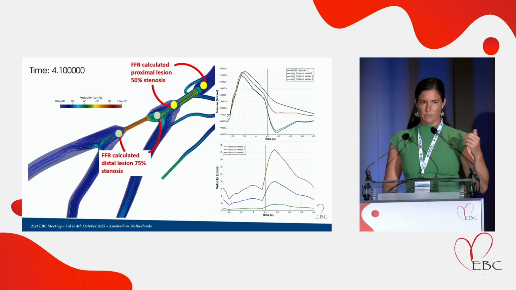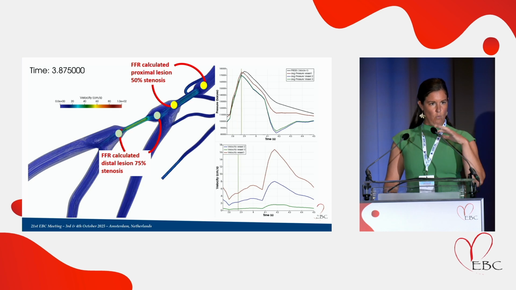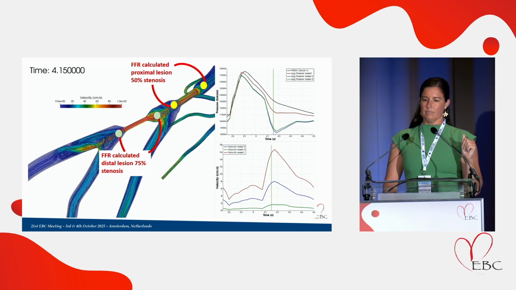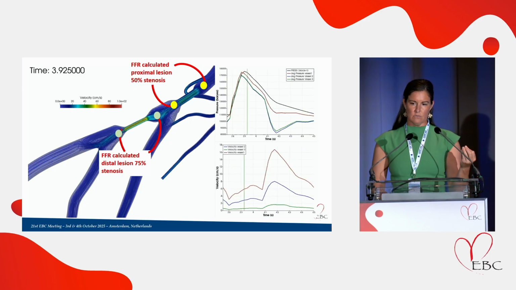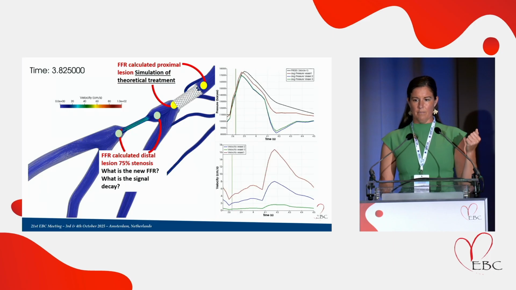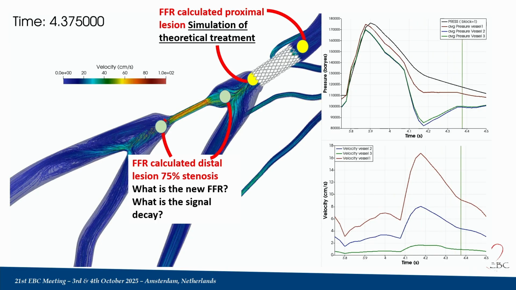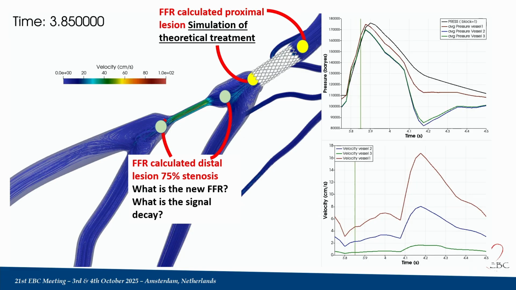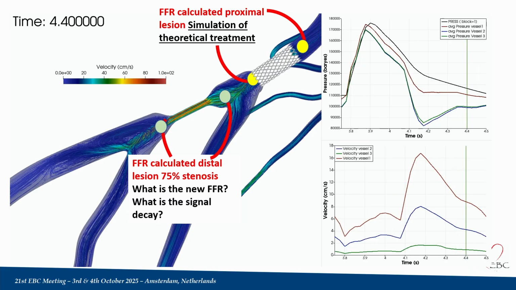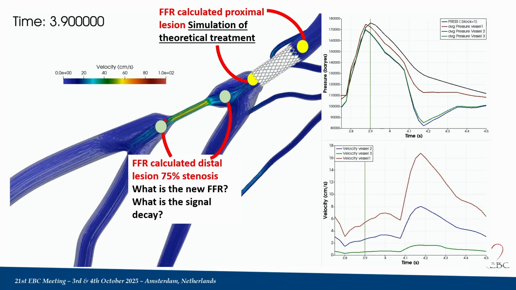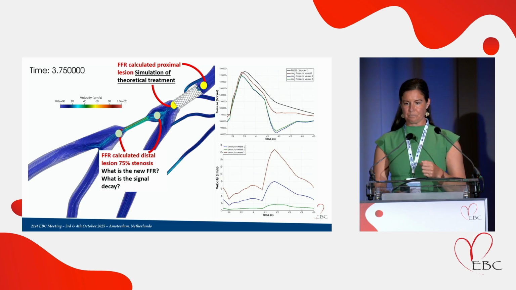And this is just an example. We've done this with many different combinations to better understand what that signal decay looks like. Clinically, you can't see what's going to happen if you stent, what's going to happen to the FFR distally. So what we've done is theoretically stent the proximal lesion and then identify what the new fractional flow reserve is of that distal lesion. By that, we can inherently calculate the signal decay.